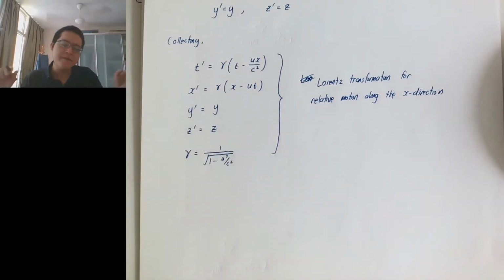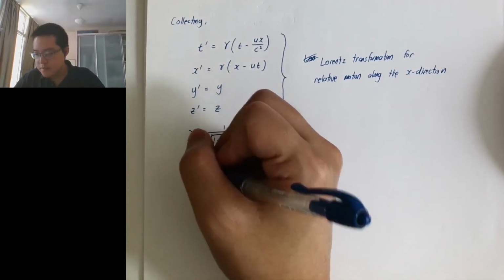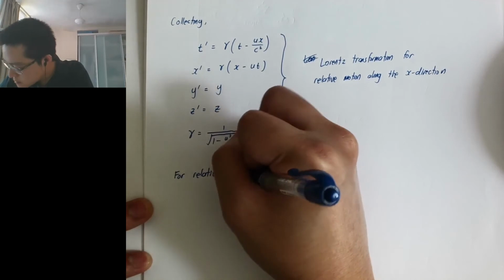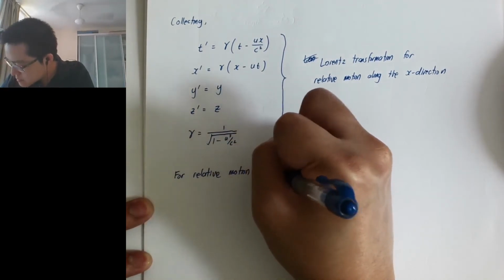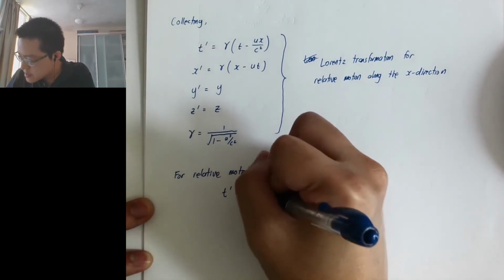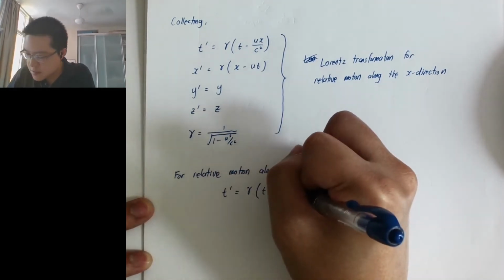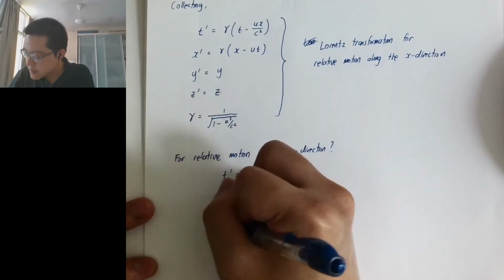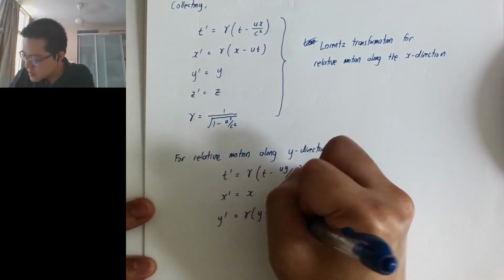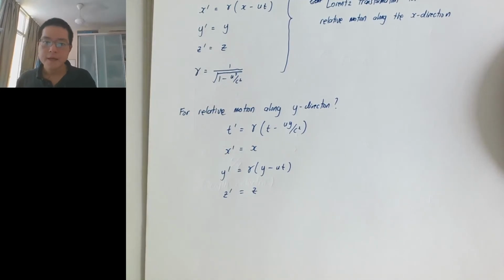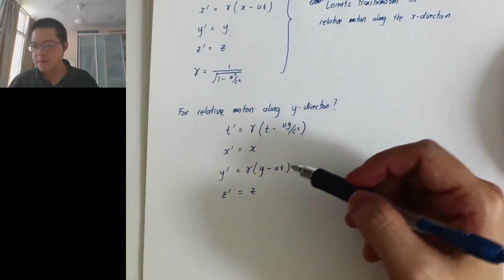So how about if I want to do the Lorentz transformation for relative motion along the y direction? Then the transformation is just t prime equals gamma (t minus uy over c squared), and x is no longer affected, but the y prime should be gamma (y minus ut). There's still no z motion, so z is unchanged, and gamma is the same. So it depends on what direction your relative motion is, and then you transform accordingly.